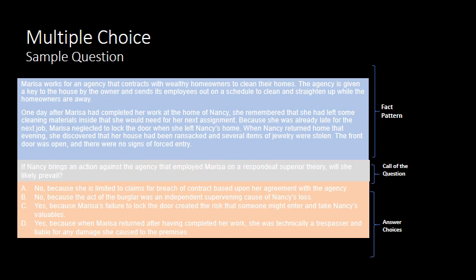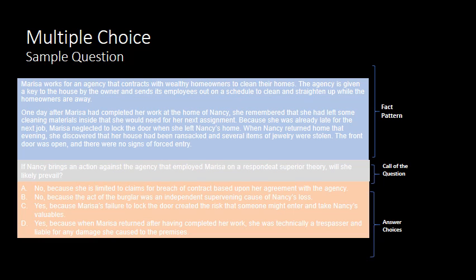So this is just a sample question showing you the parts of the question. What the question actually says isn't the important part here. What is the important part are the labels, what we're calling it. So the fact pattern is just that, the hypothetical fact pattern, what happened in this situation, the story. The call of the question is always going to be the last statement or two prior to the answer choices, asking you something specific about this question.